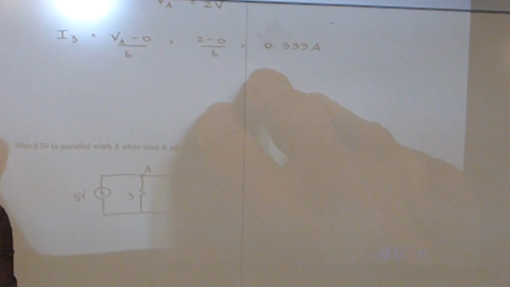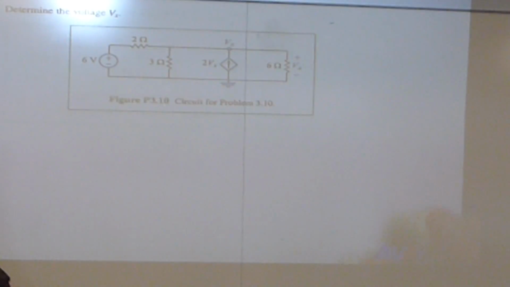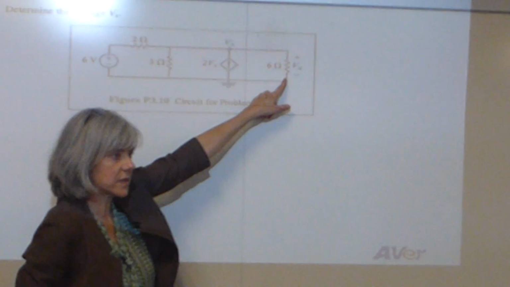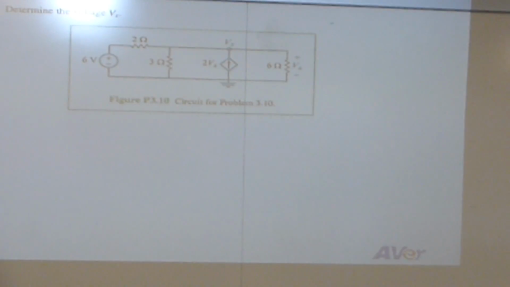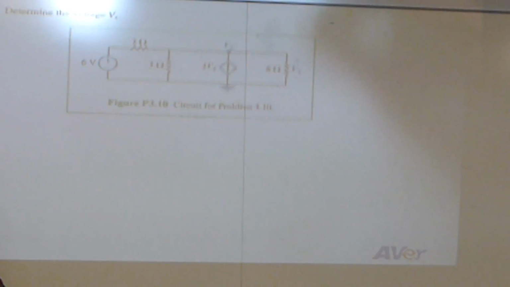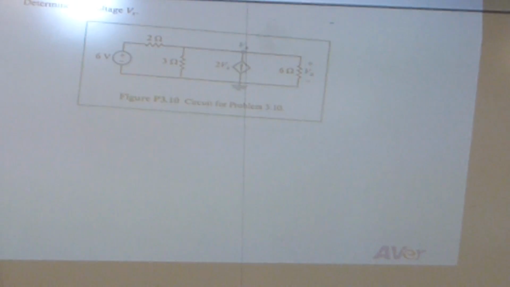Okay, so get another one. Here we're trying to find V sub X. Here, we have a dependent source. That does not change anything. It doesn't change anything. We just write down, it's got a little bit more in the way of symbols, but fewer numbers, more symbols.